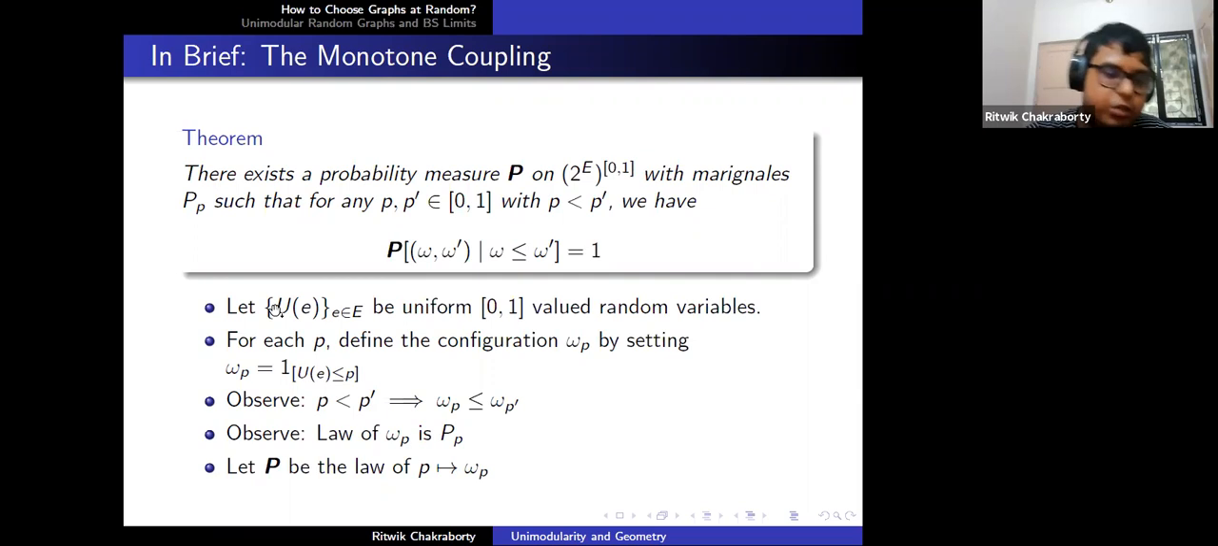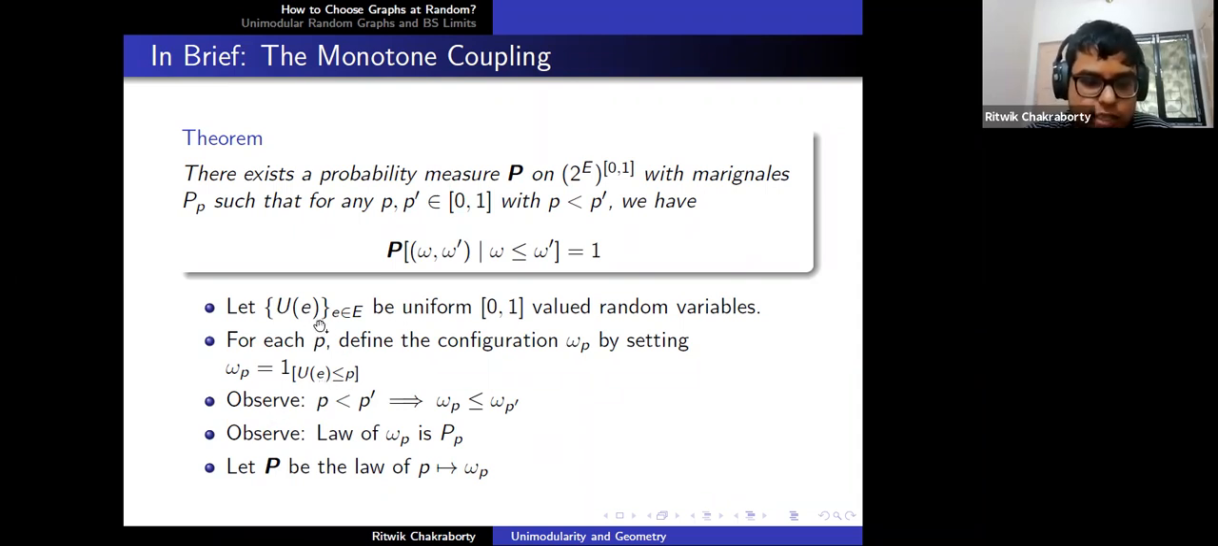In particular, for each edge e, let U of e be a 0-1 valued uniform random variable, and you take an e-indexed set of these random variables, all of them being independent, not only with respect to each other, but also independent with respect to all these Bernoulli p measures. Now for each p, define the configuration omega p by setting omega p to be equal to the indicator function that U of e is less than or equal to p.